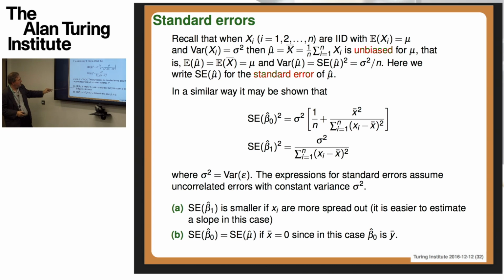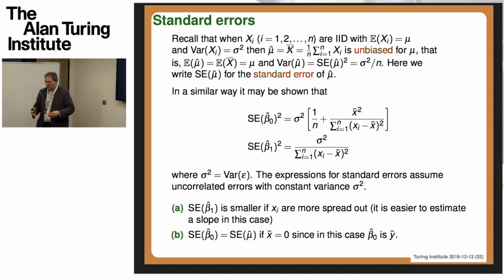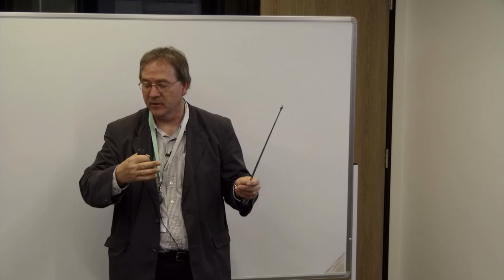So if all the x's are very close together, that's to say they're close to their mean, then this is going to be quite large. Whereas if the x's are well spread out, then this will be much smaller. So that's just telling us what is quite natural. If all the data points are very close together, then our estimate of the slope is going to have a much higher variance.